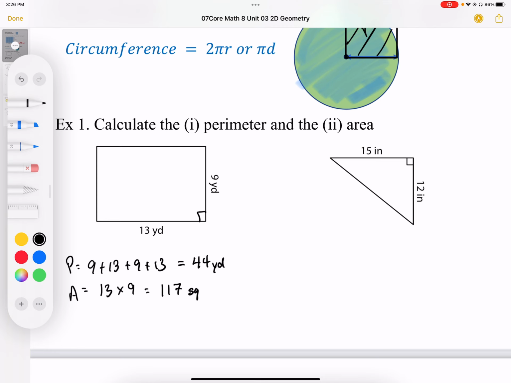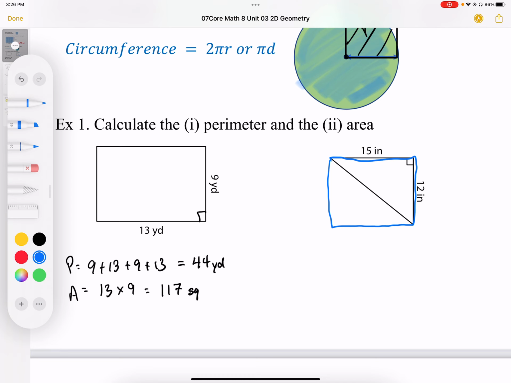For a triangle, really we're just looking at half of a rectangle. So just drawing in half my rectangle here. Not too sure why I'm not getting a rectangle, but anyways, we can draw in our rectangle here, freehand.